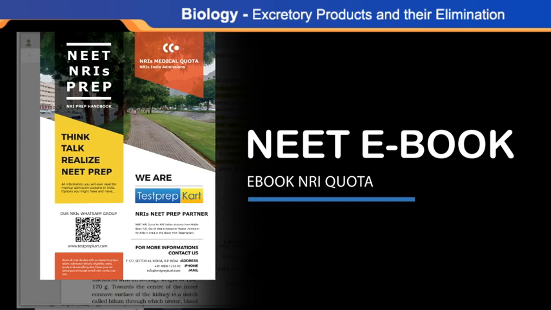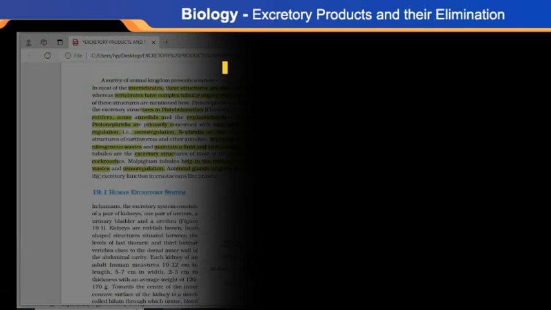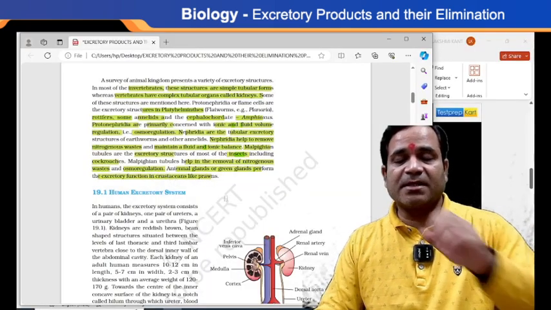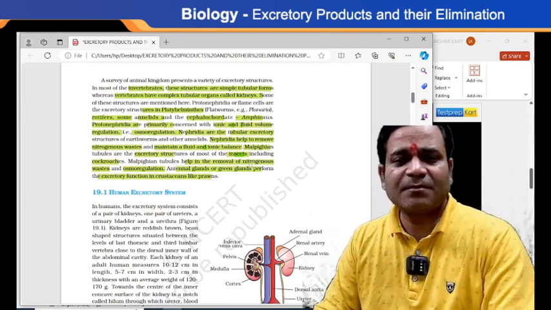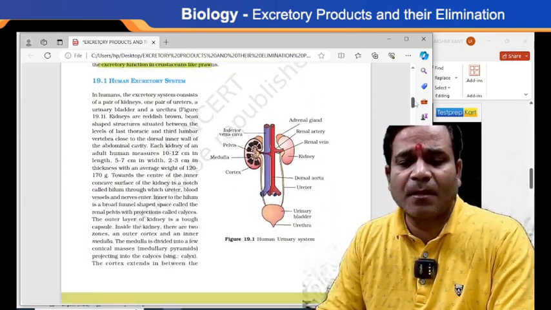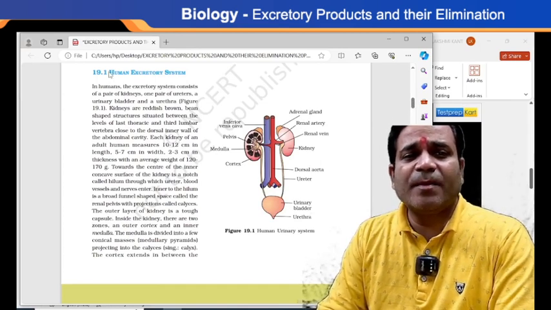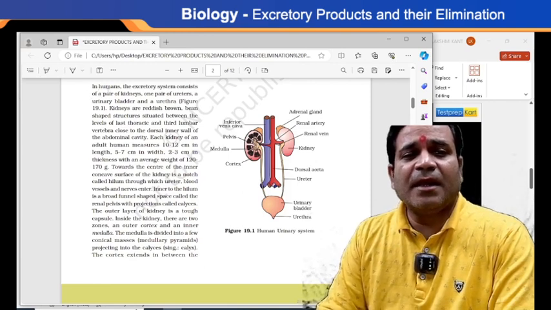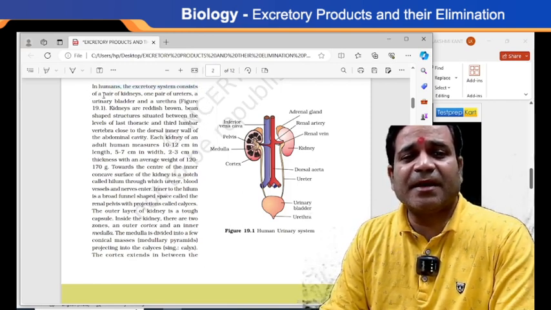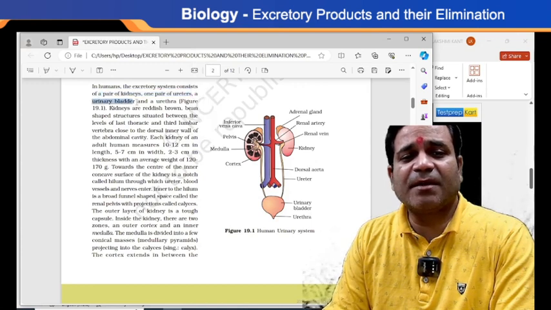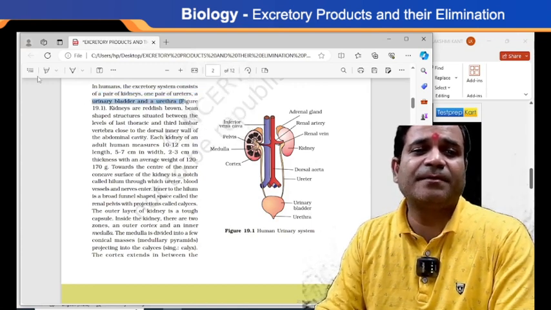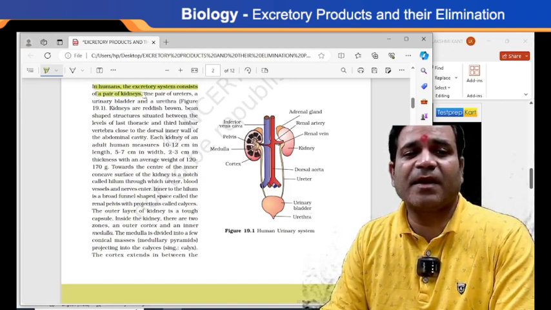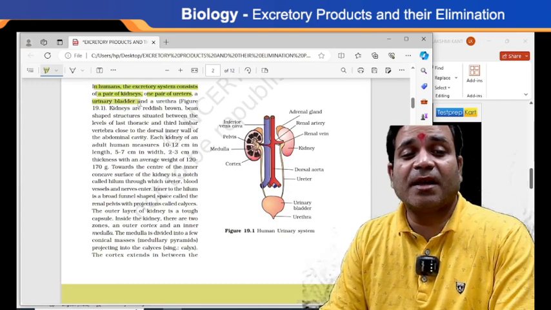So see here, antennal glands or green glands perform the excretory function in crustaceans like prawns. Let's see with the help of a diagram. See, in the human excretory system, what does it consist of, my dear? A pair of kidneys, a pair of ureters, urinary bladder, and what? Urethra, my dear. Okay. So in humans, the excretory system consists of a pair of kidneys, a pair of ureters, urinary bladder, and urethra.